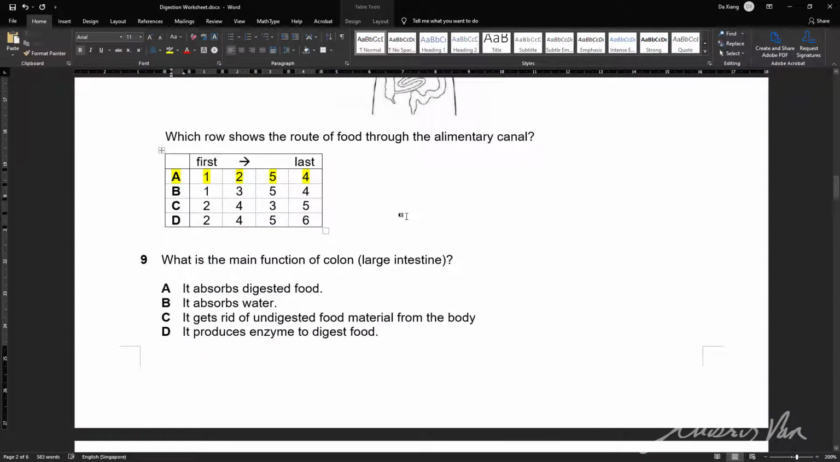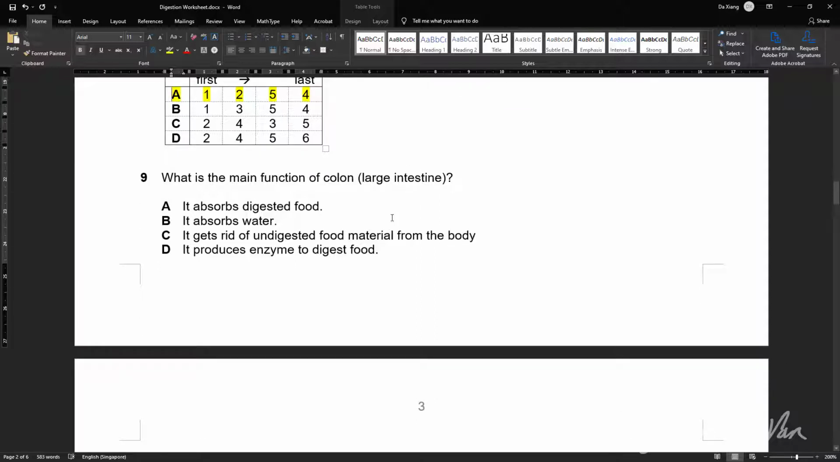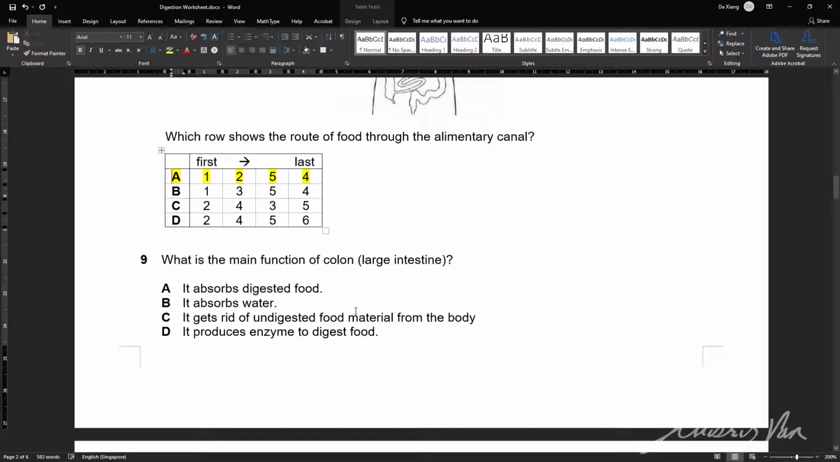What is the main function of the large intestine? Absorb digested food? No, that one is small intestine. It absorbs water. Yes, that's correct. Gets rid of undigested food and material from the body? That is your anus. Then it produces enzyme to digest food? In the large intestine, there's no digestion of food. So it absorbs water.